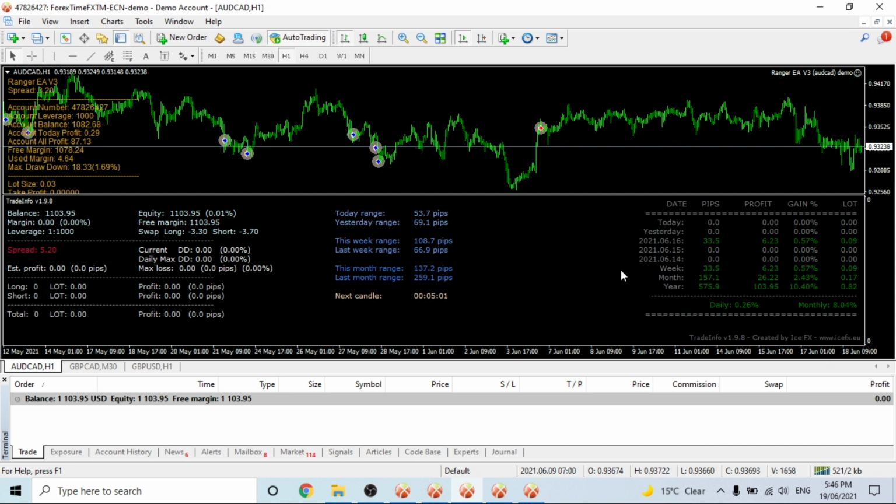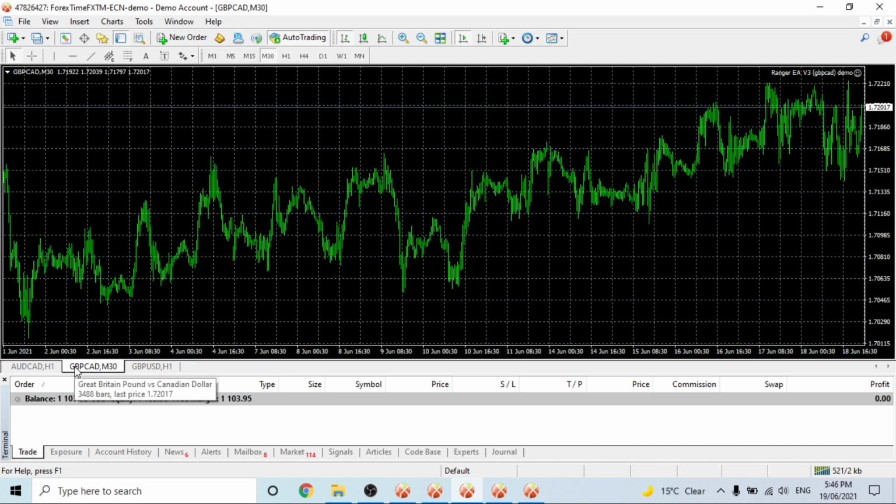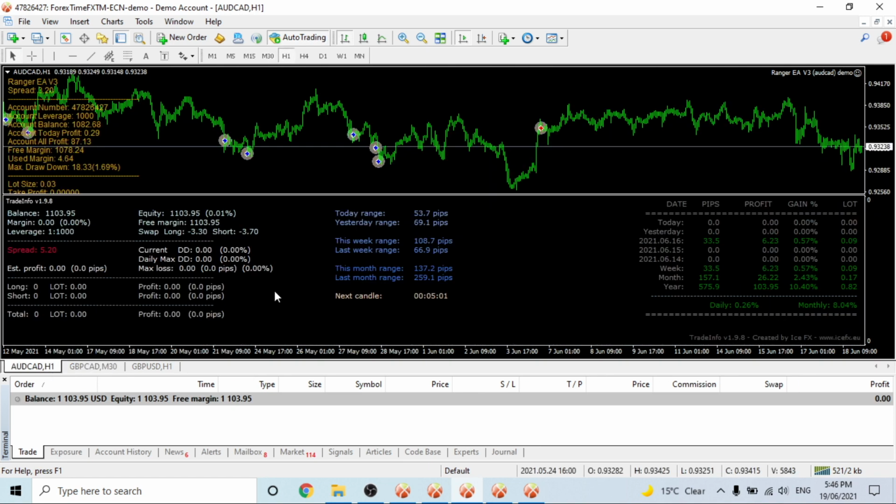So that's probably another robot I'd put into the retirement category in terms of robots. Even though Ranger does trade pound CAD, which hasn't had a very good run over this year or the past quite a while. So just keep that in mind if you're going to trade it.